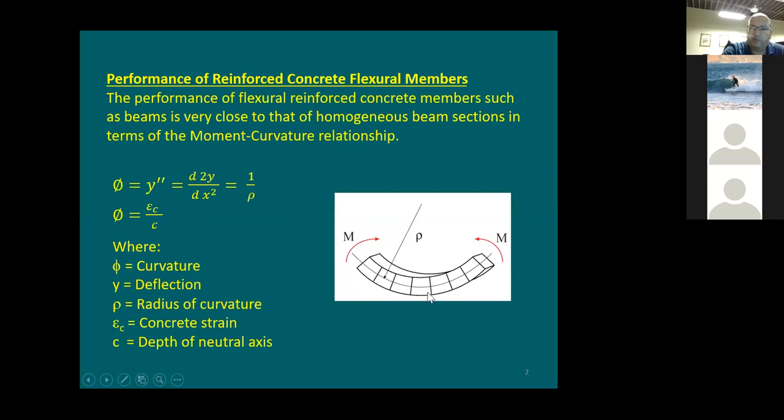What does it mean by positive moment in a beam? It means that you have tension on the bottom, compression on the top. Are we good about this? Yeah? Okay, great.